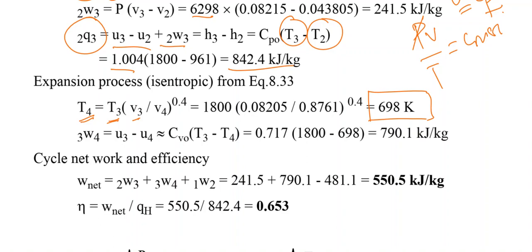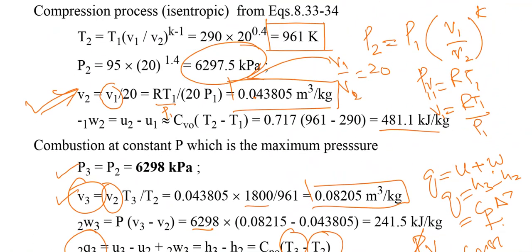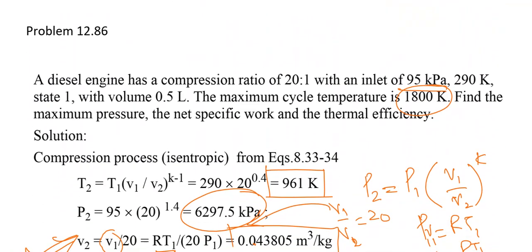The work done from 3 to 4 would be again an adiabatic expansion. That would be Cv delta T, and putting the value of T3 and T4, Cv for the air, you can find the work done, which would be equal to 790.1.